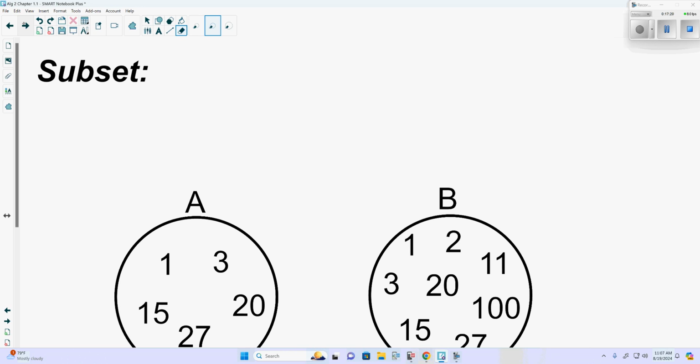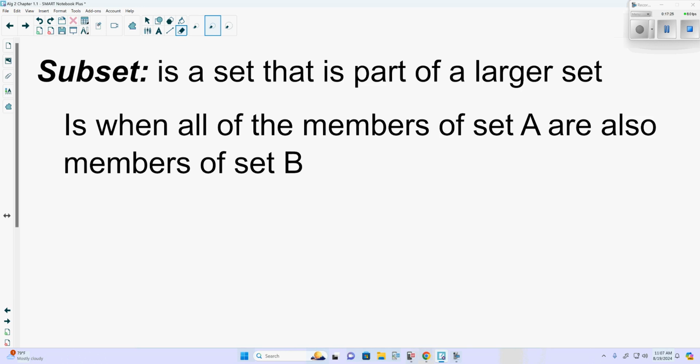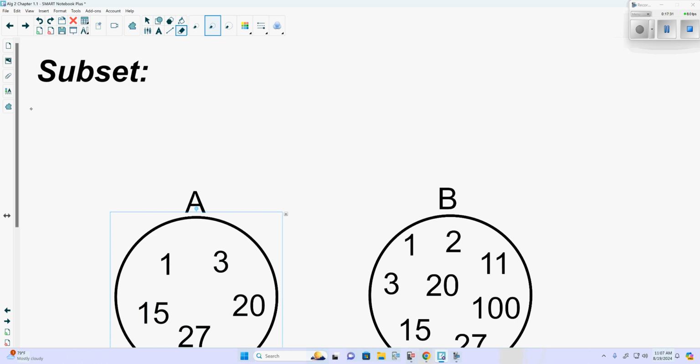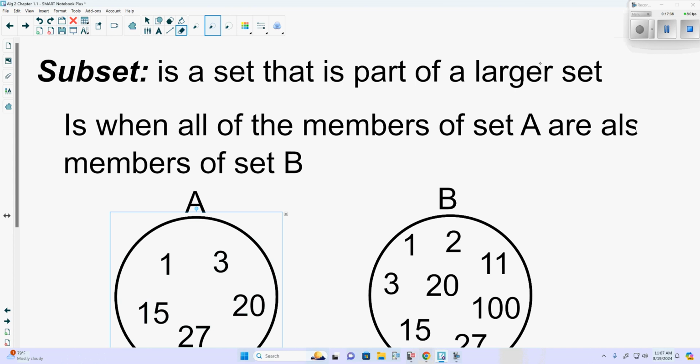The next thing we're looking at is a subset. A subset is a set that is part of a larger set. All of one is contained in the other. A subset is a set that is part of a larger set. And we'll look at a few examples, and I'll talk about a few examples of this here.